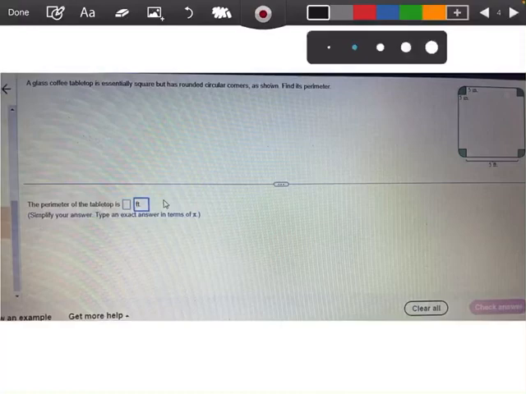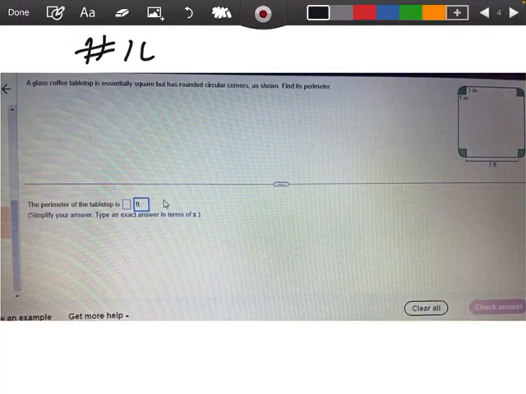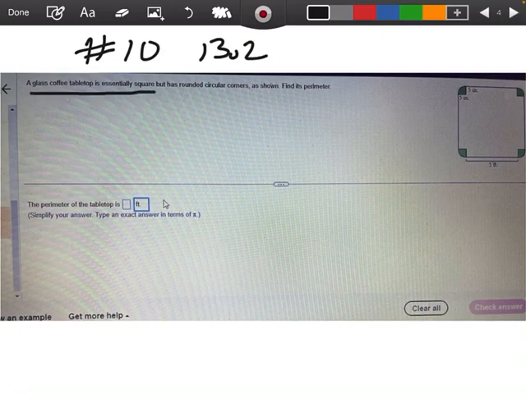Hey everybody, this is number 10, and this is also out of 13.2, and it says a glass tabletop is essentially a square but has rounded circular corners as shown. We want to find the perimeter. Okay, so let's see if we can find the perimeter.